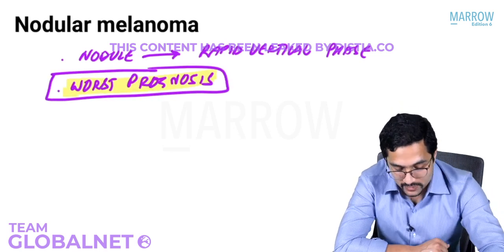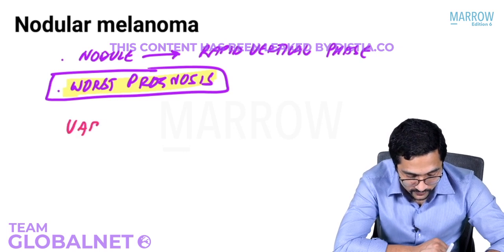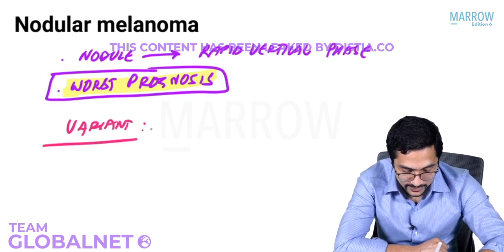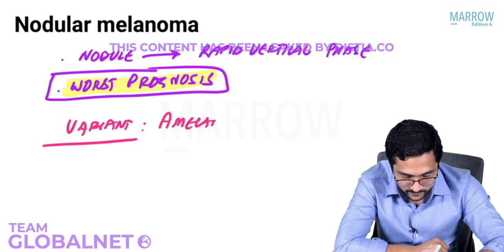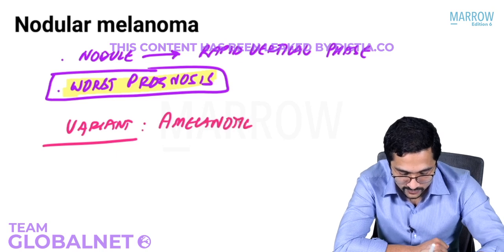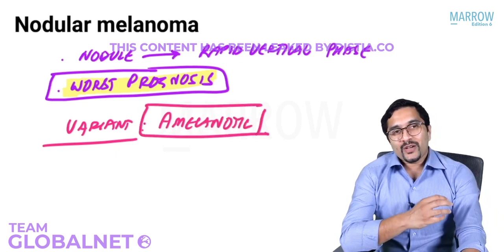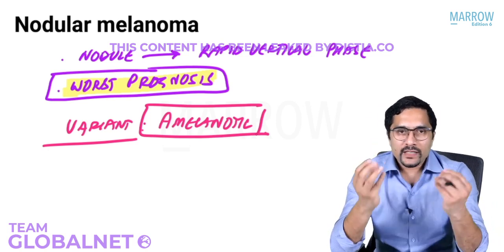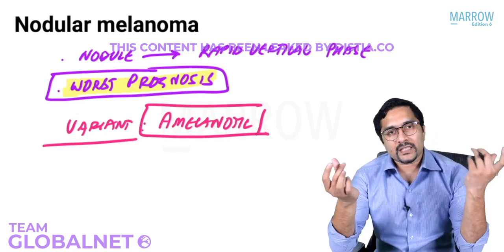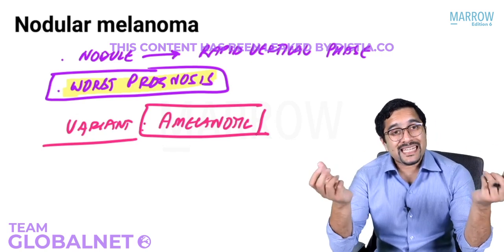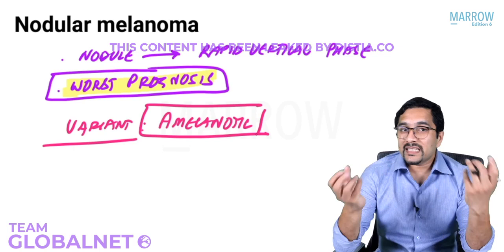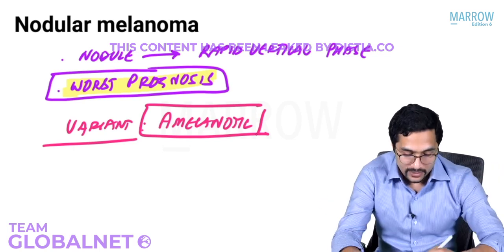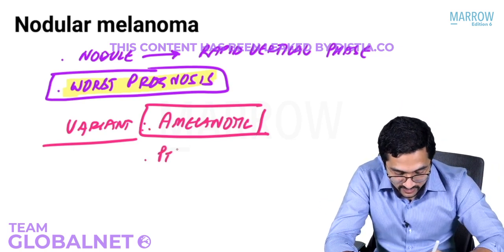So worst prognosis, and a variant of nodular melanoma is amelanotic melanoma. So imagine a melanoma which does not have pigment. If it does not have pigment, it will just present as a normal skin nodule. And you can easily miss this normal skin nodule. And that is why these patients present late.